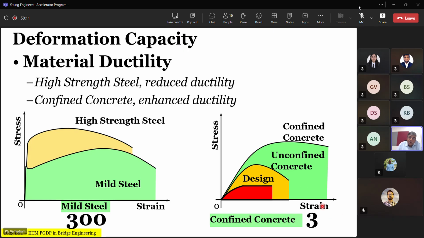And concrete, we're talking about 3, but remember 3 is the maximum. It can be as low as 1.5. But let us say we are reasonable designers. So we are designing for the confined concrete with a ductility of 3 and steel with a ductility of around 300. The combination of these two is what we call the structure ductility. Individual material ductility is fine, but what we require to look at is the structure ductility.